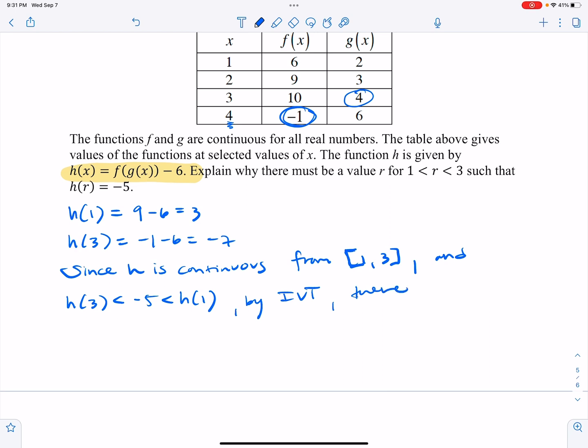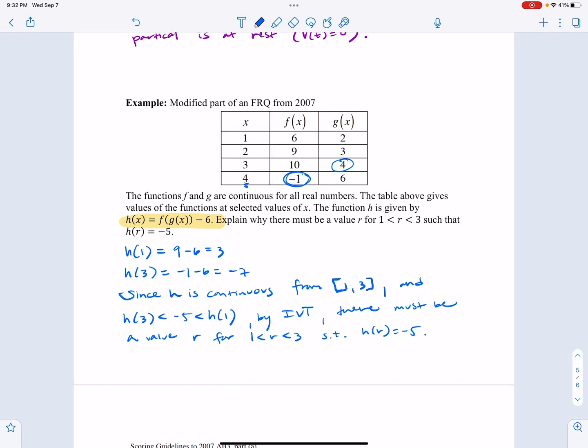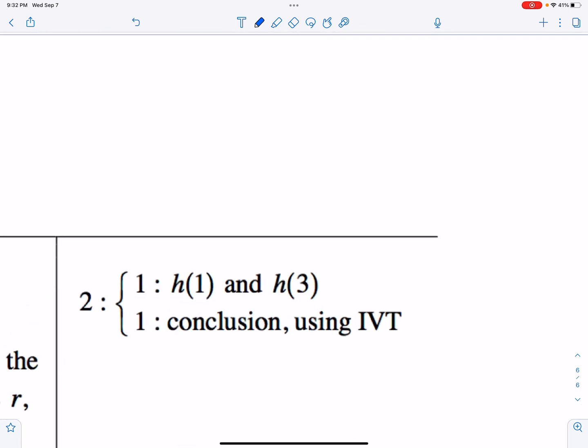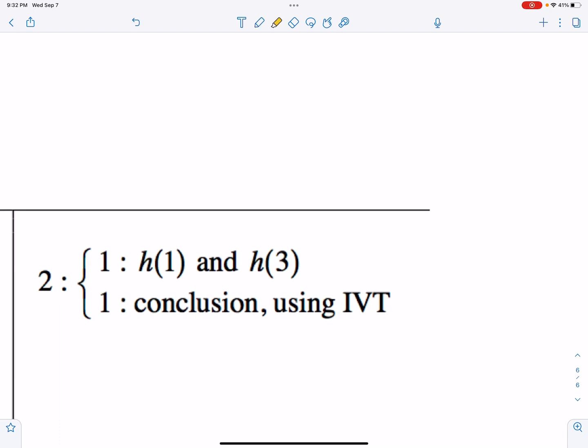Now I'm going to kind of restate the question. There must be a value r for r between 1 and 3 such that h of r equals -5. And voila. Surprise, surprise, I have the grading rubric. So we can see this. Here's where the points come from. So the grader is looking to make sure that you have h of 1 and h of 3 shown in your work. And then you get a point for your conclusion using IVT.